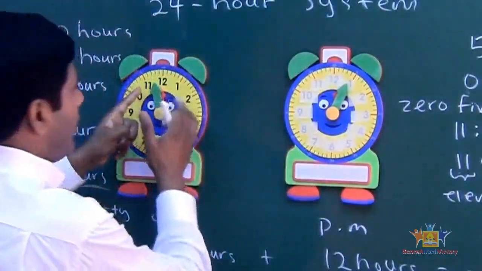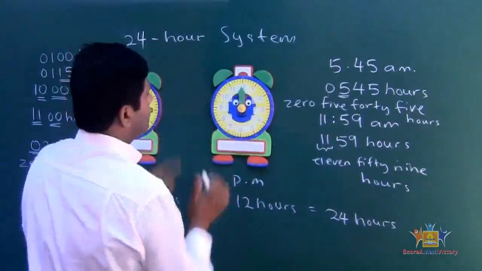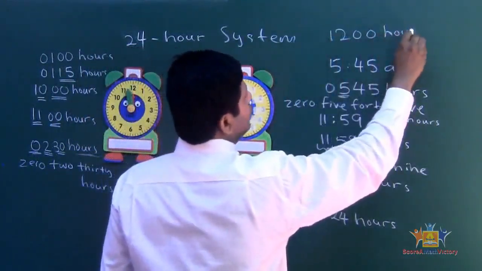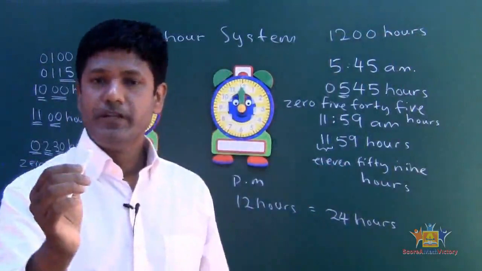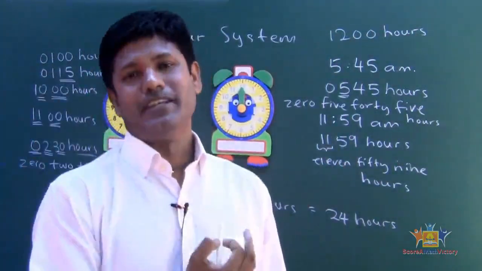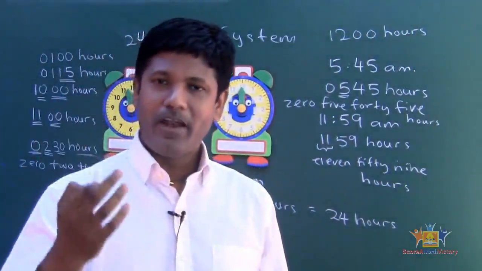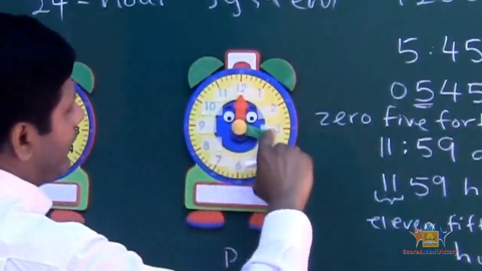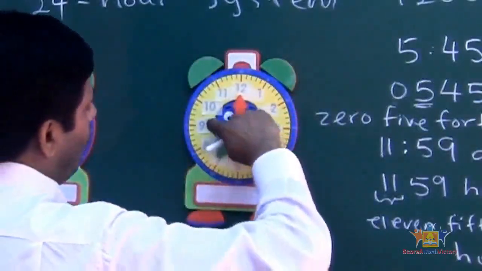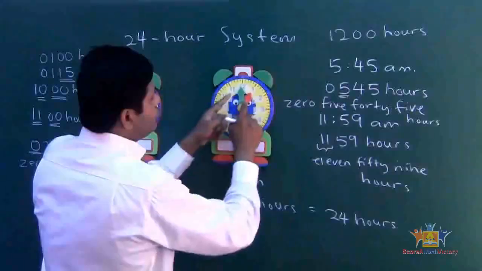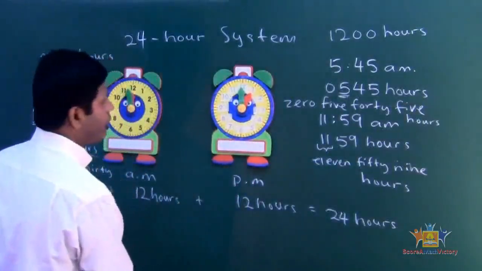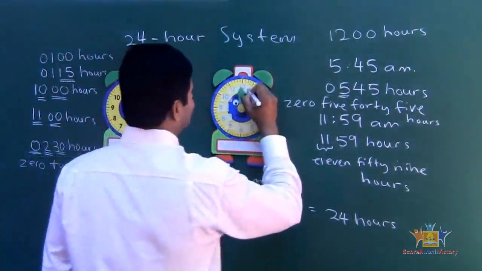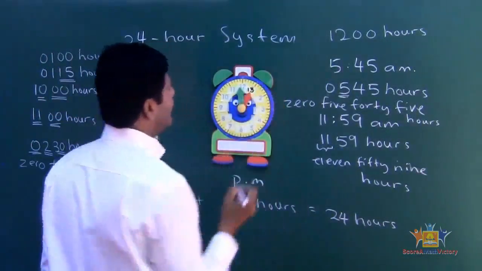So when I get to the 12, what do I say? 1200 hours. So I know that is noon. Keep in mind, 1200 hours is noon, okay? Now I'm moving on. When I come to 1 o'clock on the 12-hour system, it's no more 1 o'clock. We're going to refer to that as 1300 hours.